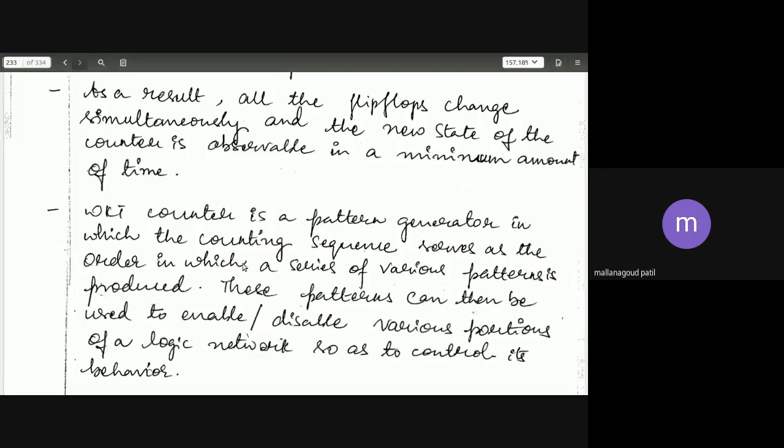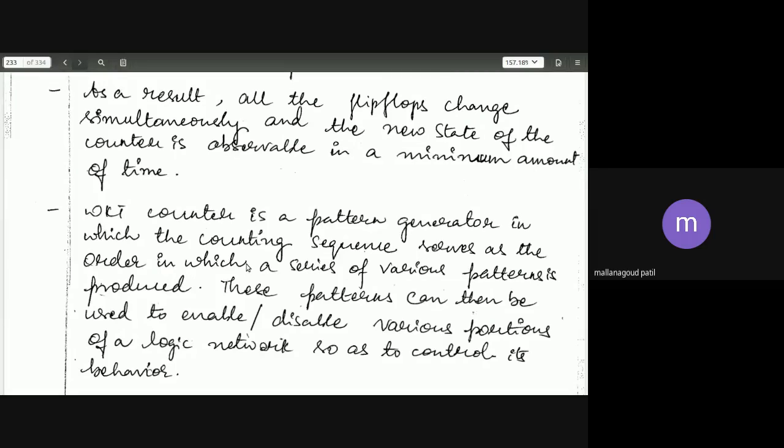With respect to the counter, in any pattern generation, the sequence can also be reversed, and a series of various patterns is also possible to produce. One thing in the counter: you cannot think all the time only of an incremental or decremental order, because 0, 1, 2, 3, 4, 5 sequence, or maybe 9, 8, 7, 6, 5, 4, 3, 2, 1, 0, like that, ascending or descending fashion.